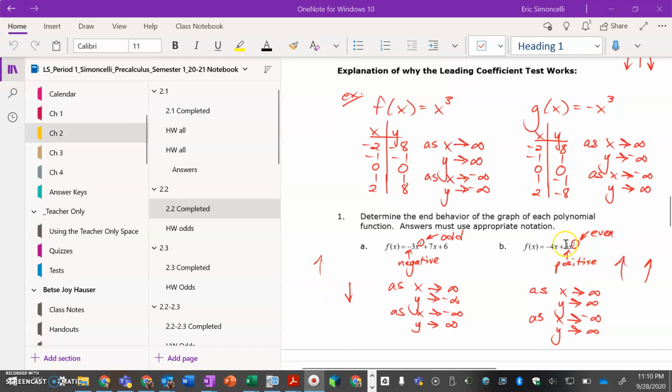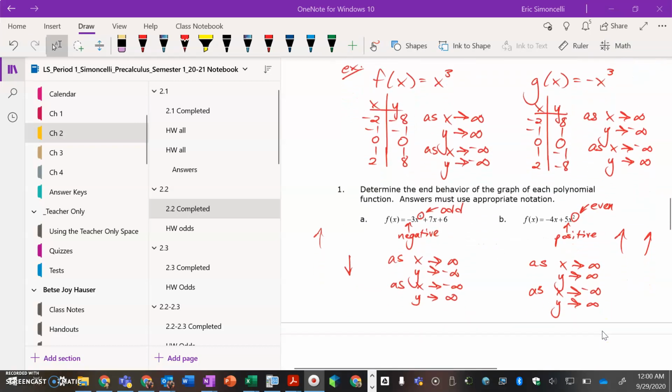Part B, notice the leading coefficient is positive. The exponent or degree is 2 or even. So again, it's going to go up and to the left, up and to the right. As x goes to positive infinity, y goes to positive infinity. As x goes to negative infinity, y again goes up to positive infinity.